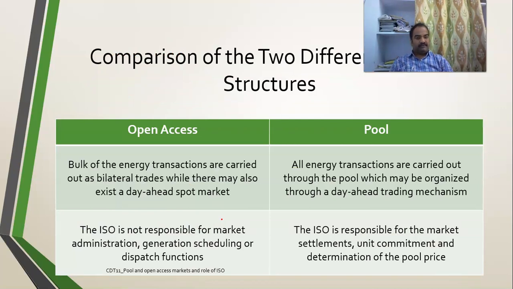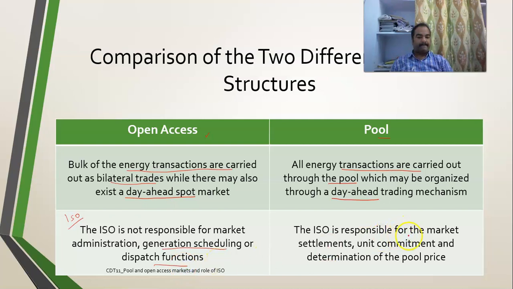So if we compare these two types of structures, in the open access structure, the bulk of the energy transactions are carried out as bilateral trades, whereas a pool market will also be there. Most of the time it is limited to only day ahead spot markets. Whereas in a pool type of market, all energy transactions are carried out through the pool itself. And it can also be a day ahead market, hour ahead market, or a futures market, you can plan for that. And in this open access model, ISO is not responsible for market administration, generation scheduling or dispatch.